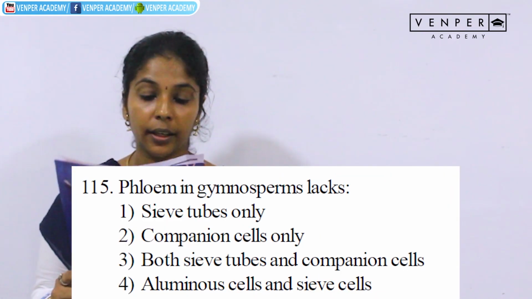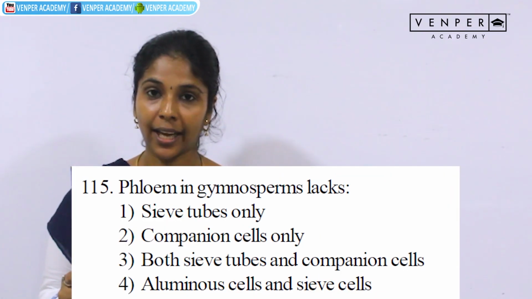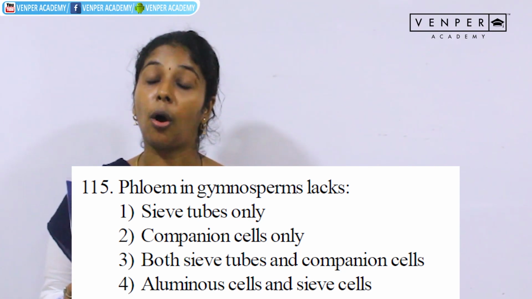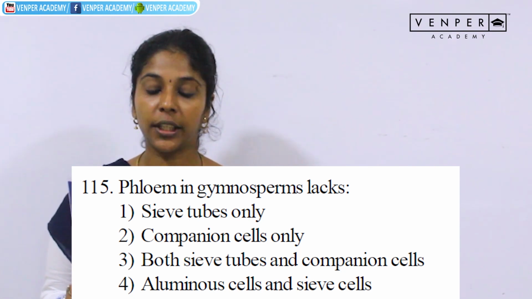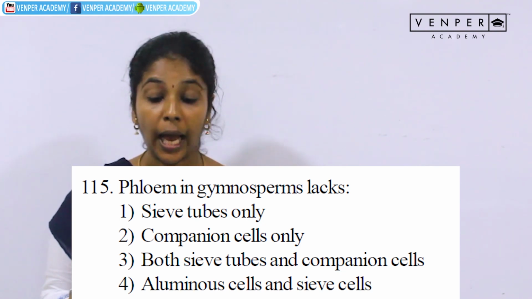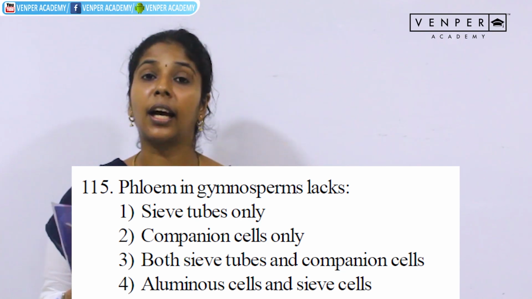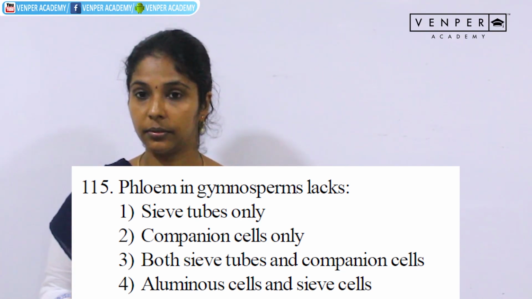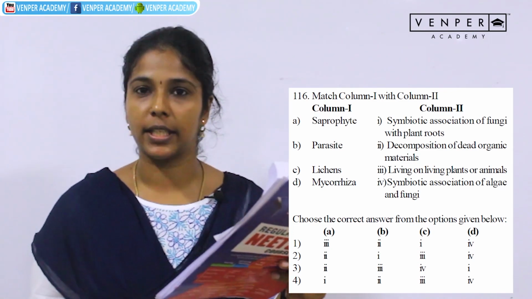Question number 115. Phloem in gymnosperms lacks: option 1, sieve tubes only; option 2, companion cells only; option 3, both sieve tubes and companion cells; option 4, albuminous cells and sieve cells. The correct option is option 3, both sieve tubes and companion cells. Let's move on to question number 116.